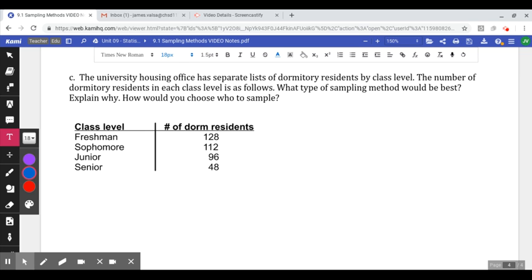The university housing has separate lists of dormitory residents by class level. Okay, so we're not really concerned with the whole suite thing now. The number of dormitory residents in each class level is as follows. What type of sampling method would be the best? Explain why. How would you choose who to sample? Okay, so I think in this one, we're actually going to use stratified sampling. And I'll explain that here in a second, okay?